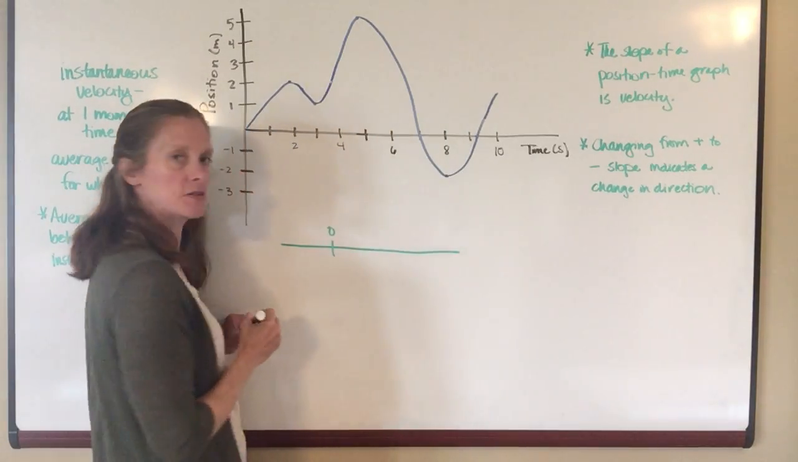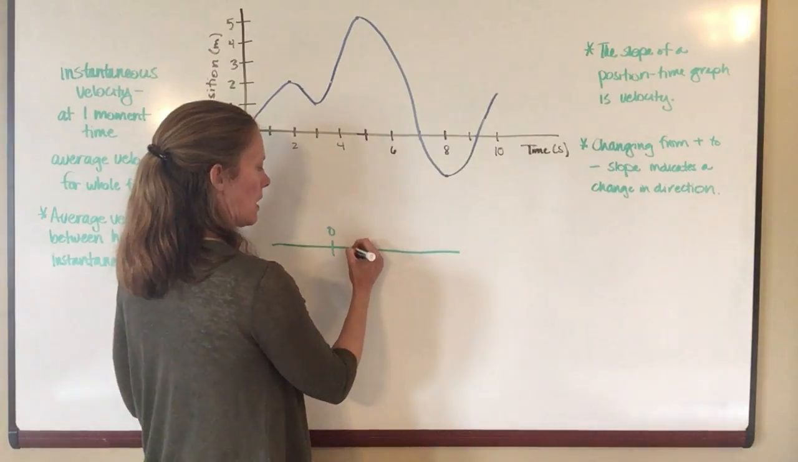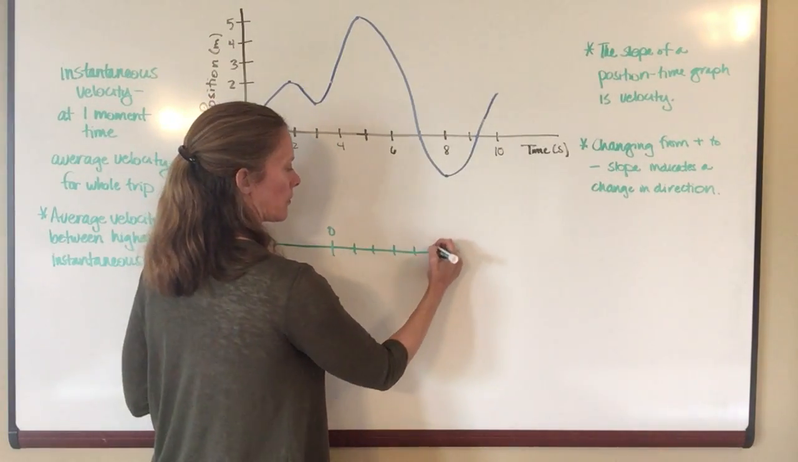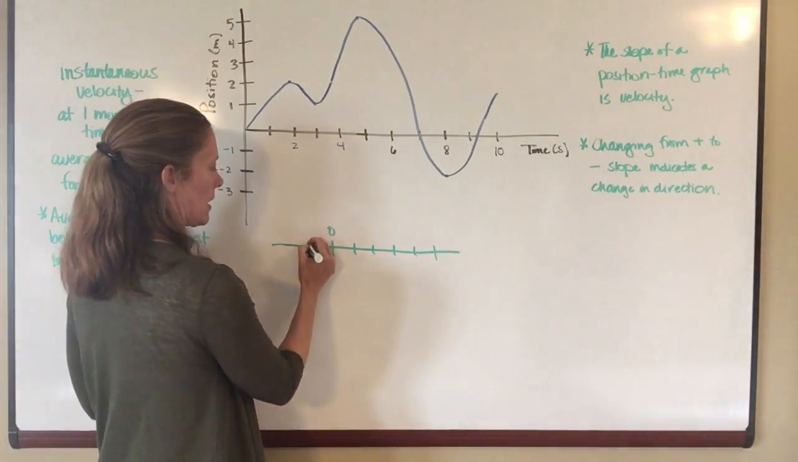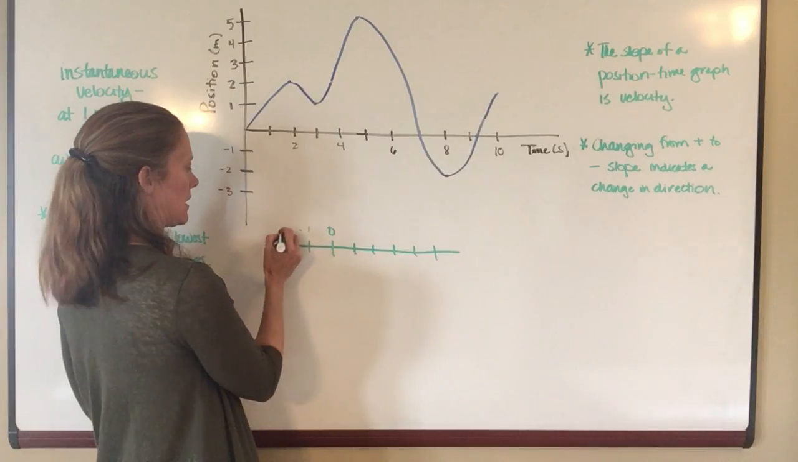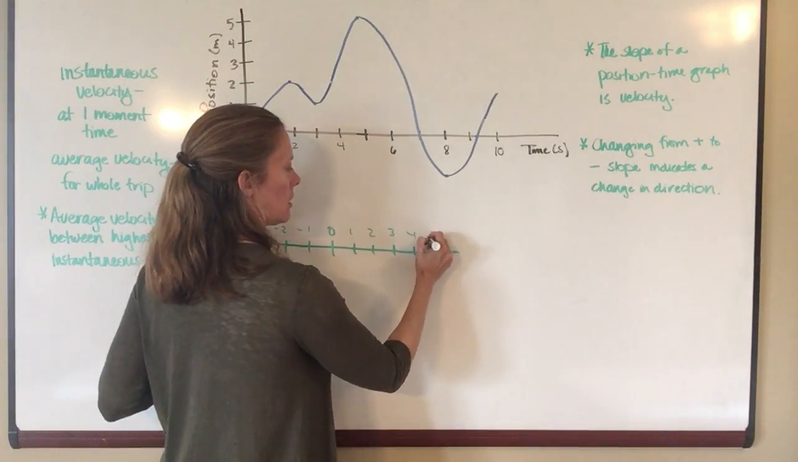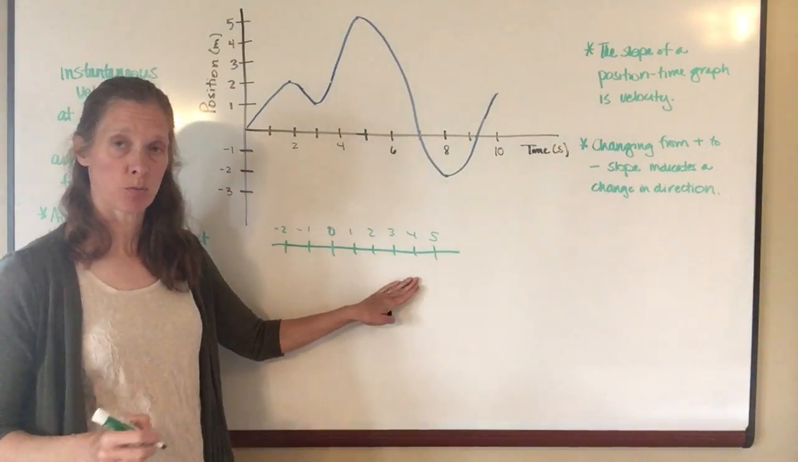So if here is my 0 mark, there always has to be a 0 mark someplace. 1, 2, 3, 4, it goes 5 meters this way, and then it goes 2 meters in the negative direction. So a -1, -2. Okay, so now it just looks like a simple number line, right?